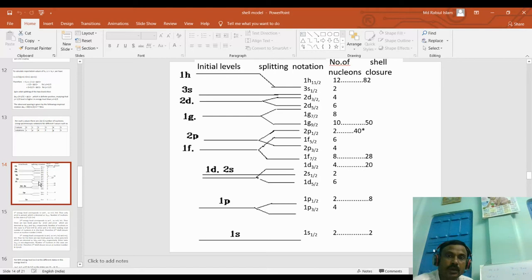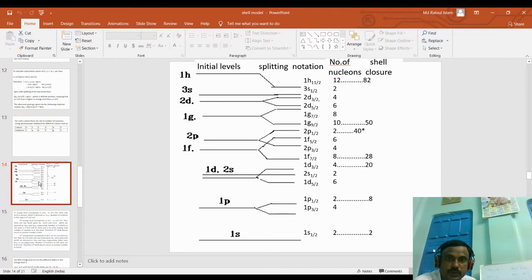Now here also, as in the previous case, the energy value of 1g 9/2 will be lowered so much that it will form a separate state, and it has a number of nucleons. Since its j value is 9/2, the number of nucleons will be 10. Now, totaling with the previous shell closure, 40 plus 10 equals 50, which is a magic number. Right?